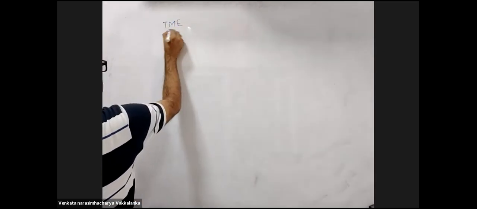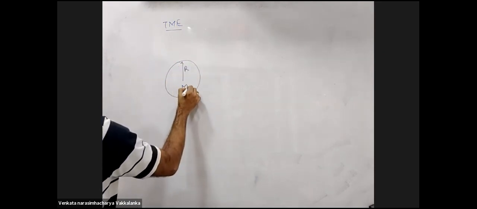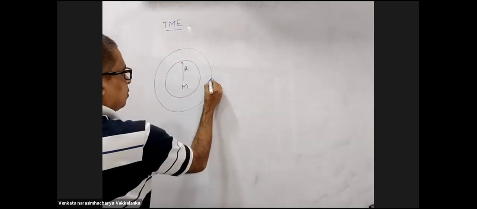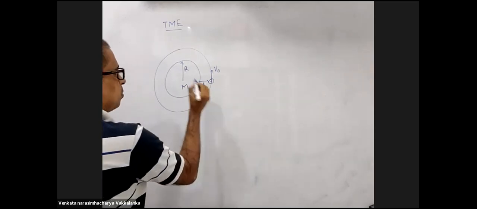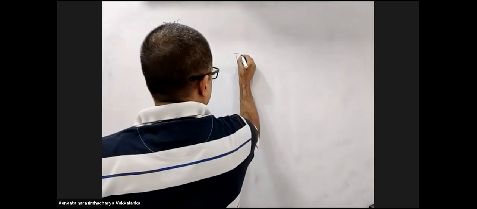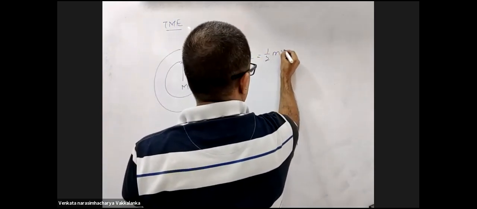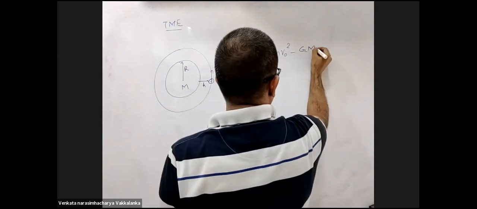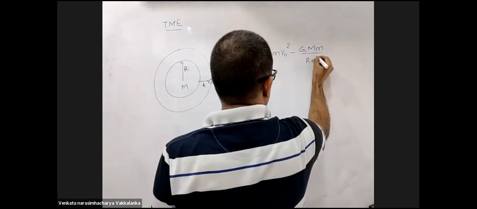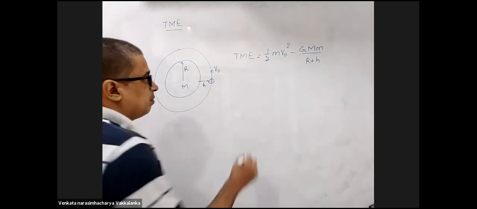Total mechanical energy of a satellite in an orbit. This is mass capital M. The satellite is going with an orbital velocity v naught at a height of small h. So what will be the total mechanical energy? Half m v naught squared minus G capital M small m by r plus h. R is the radius of Earth, h is the height of that body from the Earth's surface.